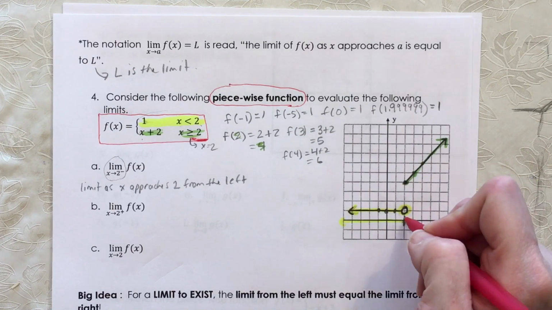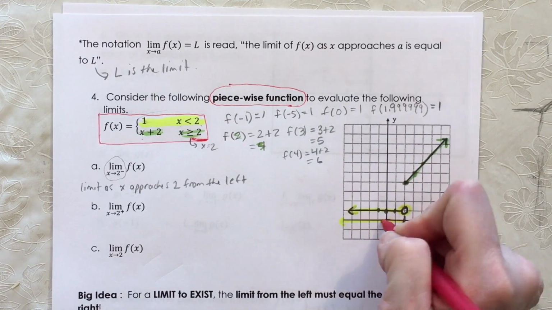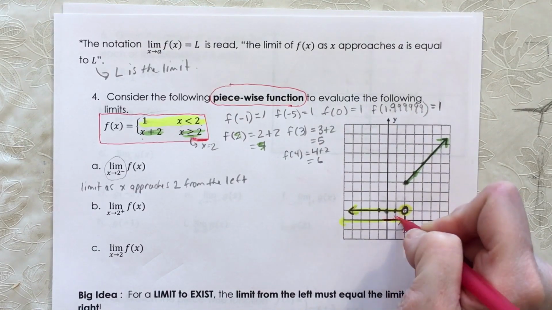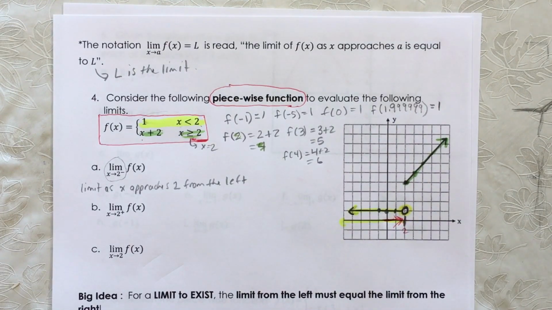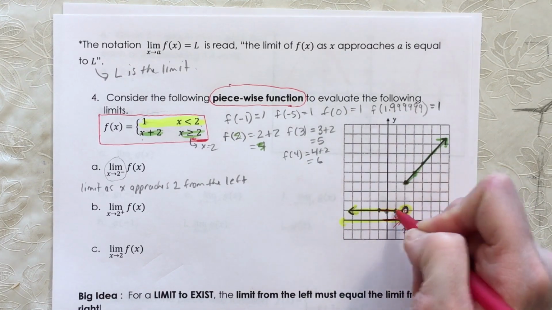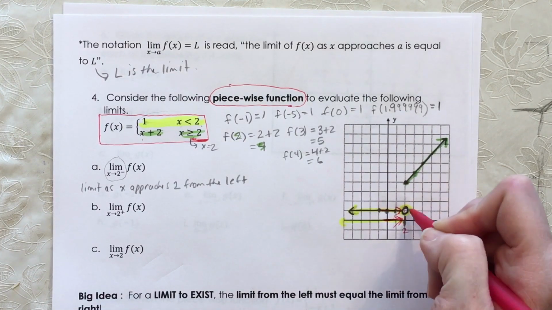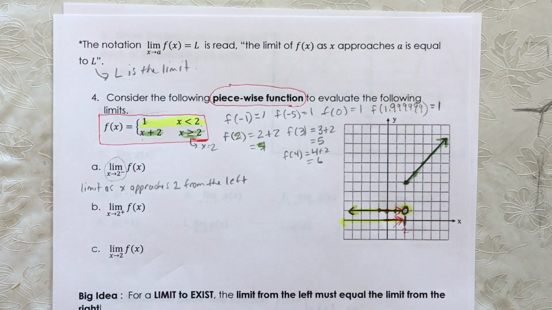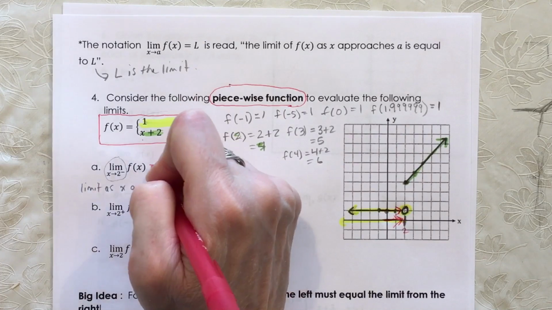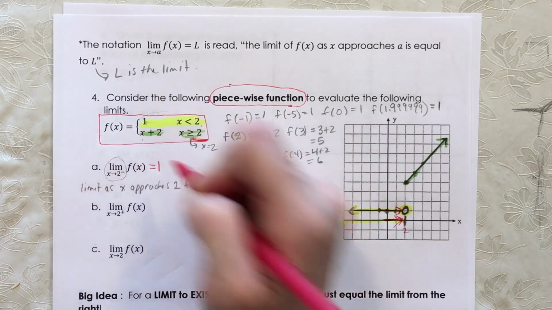So approaching, here's 2 again, from the left is doing this, approaching 2 from the left. So approaching 2 from the left, what's my function doing? It's approaching this hole here with the value 1. So the limit as x approaches 2 from the left is actually equal to 1.